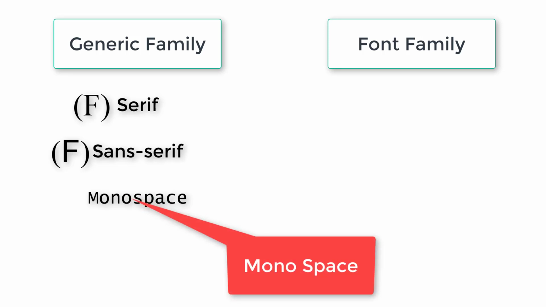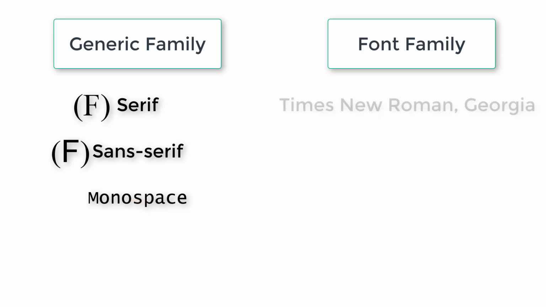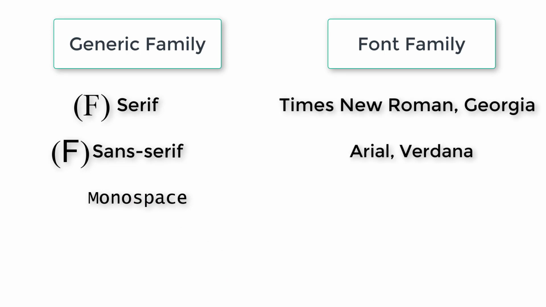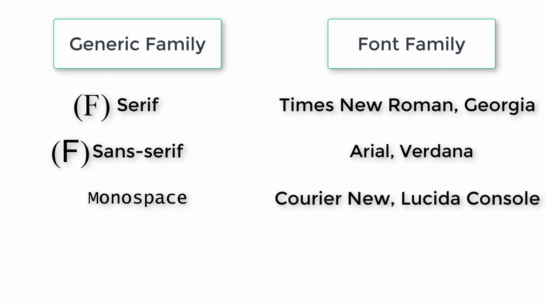Now let's focus on font family. Times New Roman, Georgia, Arial, Verdana, Courier New, Lucida Console, etc. are font families. Times New Roman, Georgia, etc. belong to the serif generic family. Arial, Verdana, etc. belong to the sans serif generic family. And Courier New, Lucida Console, etc. belong to the monospace generic family.